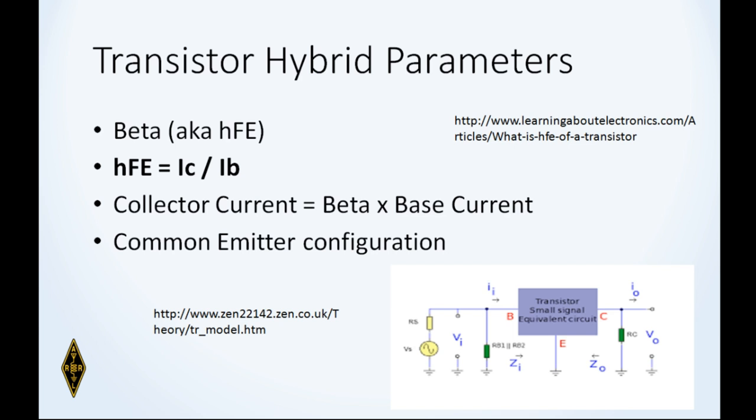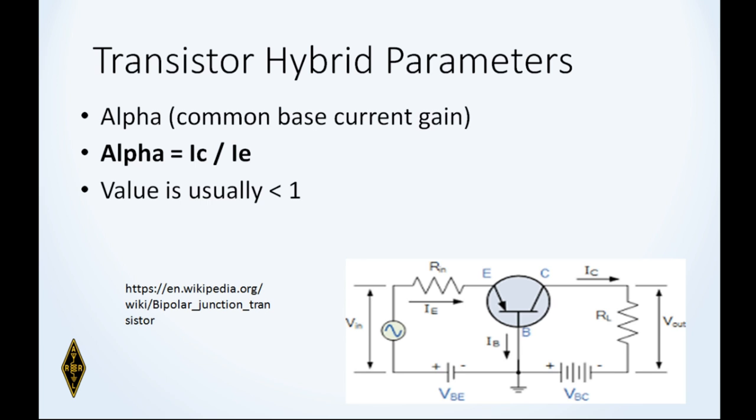Knowing the gain of the transistor, you can calculate what the collector current will be because it's the beta times the base current. So beta or HFE, that's the current gain in a common emitter configuration. There's also something called alpha, and generally this is in a common base configuration, which you see in the circuit there, and the alpha is the ratio of the collector current to the emitter current, and since the collector current actually flows through the emitter, the alpha of a transistor is usually less than one. But it's also a gain figure that's used in solid state design.